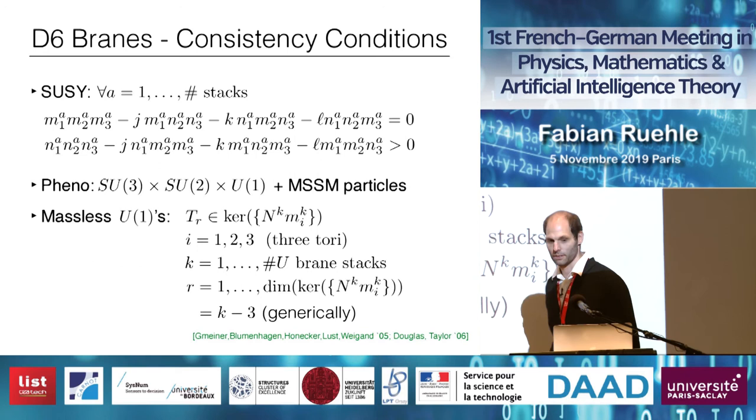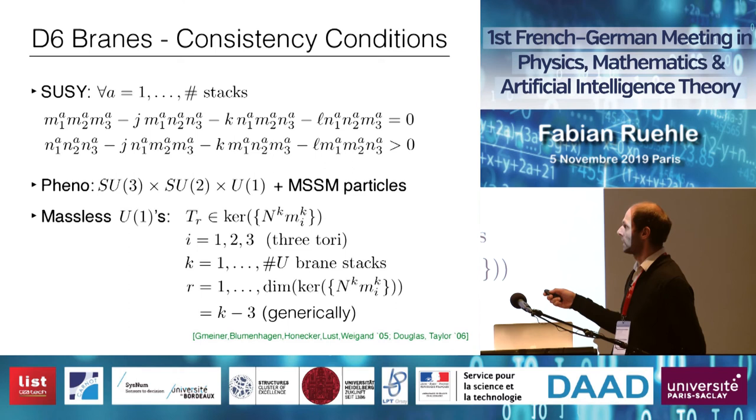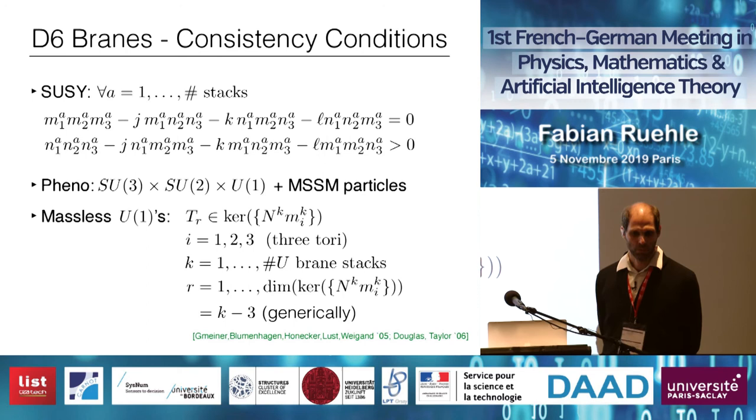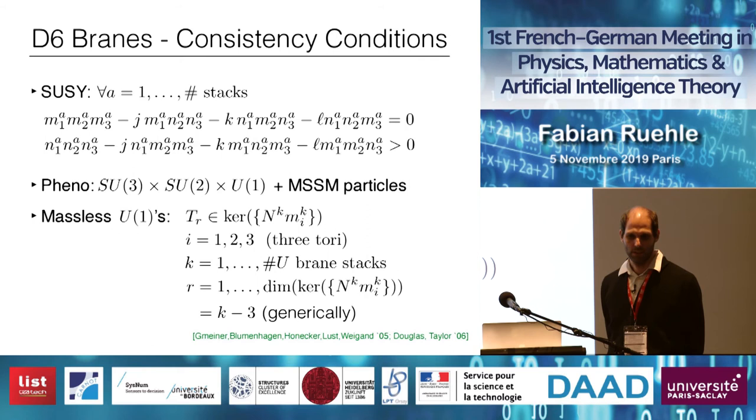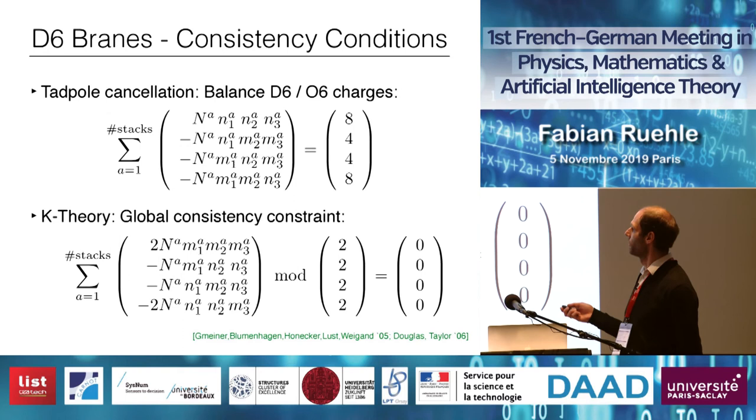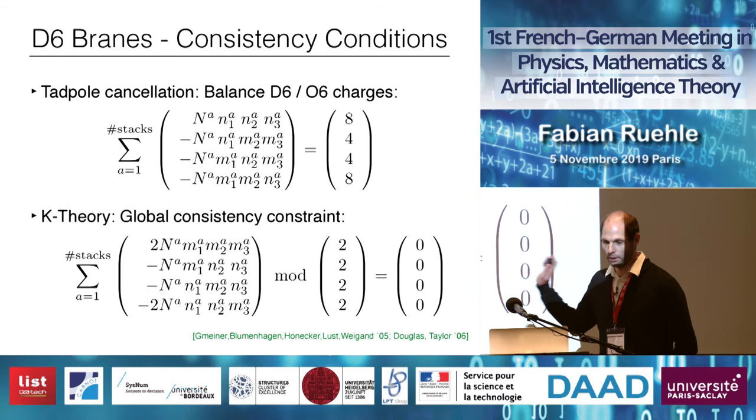So this is my input data, and now I need to find these capital N's and small n's and small m's such that these equations are solved. So presumably this is very sensitive to the fact that you put the MSSM there. You can complete the standard model with the MSSM, or you can put another supersymmetric extension. So these are just the consistency conditions. Here I have not imposed anything about particle physics yet, and I will only focus on this part now for timing reasons.